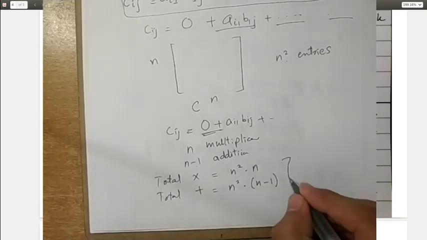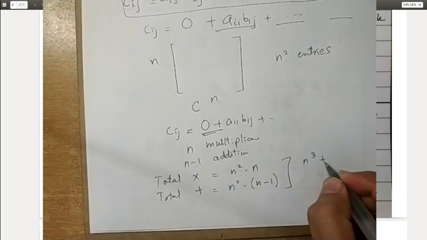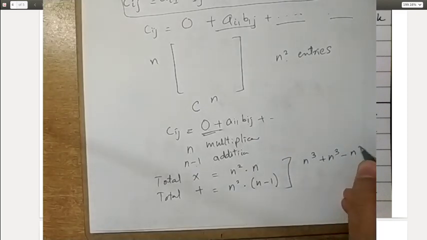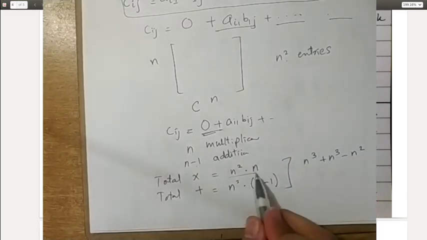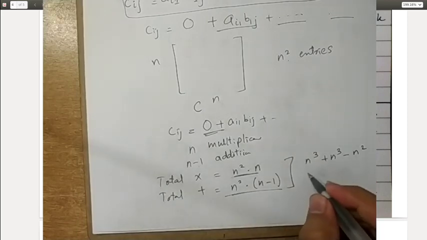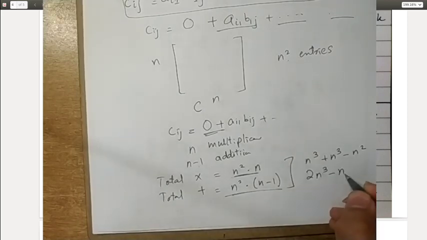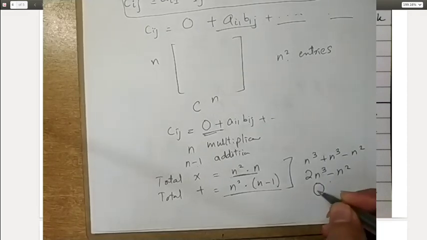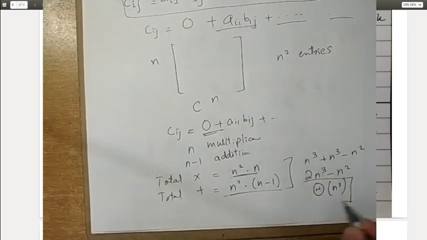And if you add them up, you get n cubed plus n cubed minus n squared. I'm just adding this term, and the total is 2n cubed minus n squared. So matrix multiplication is actually big theta of n cubed. This is the first cubic algorithm that we are seeing.